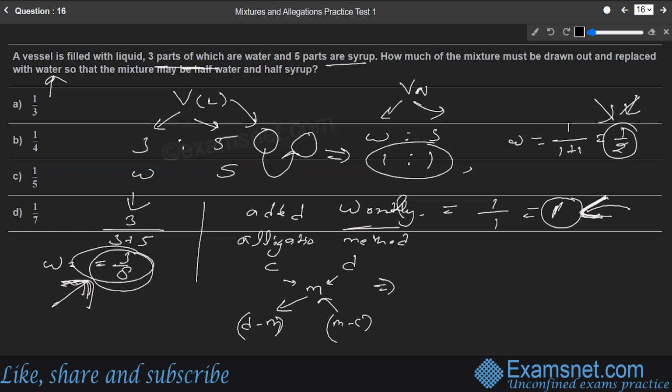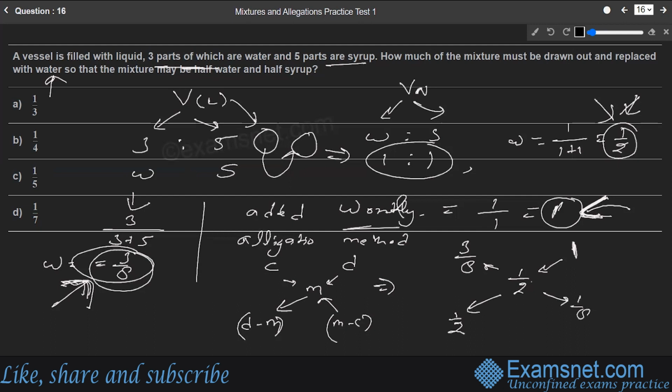What do we have? The cheaper quantity is the 3 by 8 water type. The higher quantity is the one in which the water quantity is completely 1. Mind you, 1 is greater than 3 by 8, so that's why it's kept on the dearer side. The mean ratio that we want to make is 1 by 2. Now 1 minus 1 by 2 is going to be 1 by 2 on this side, and 1 by 2 minus 3 by 8 is going to give us simply 1 by 8.